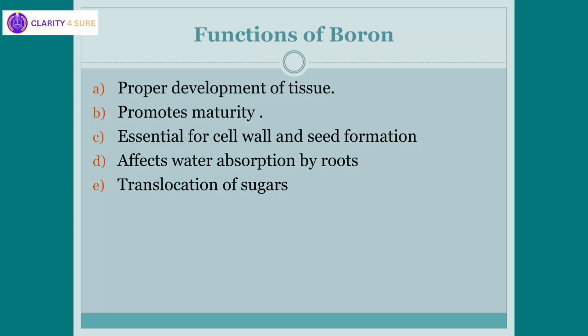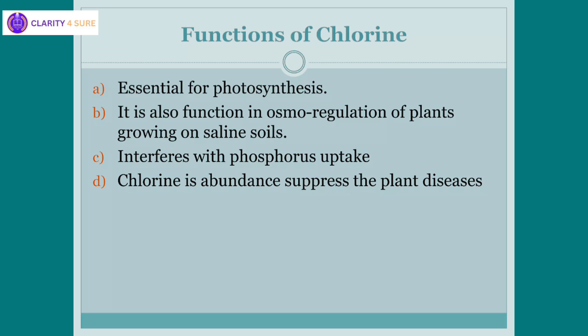Boron. Boron helps in proper development of tissues. It also promotes maturity. It is essential for cell wall and seed formation. It also affects the water absorption by roots. Chlorine. Chlorine is very essential for photosynthesis. It is also functional in osmoregulation of plant growing on saline soils. It interferes with phosphorus uptake. And chlorine in abundance suppresses the plant diseases.